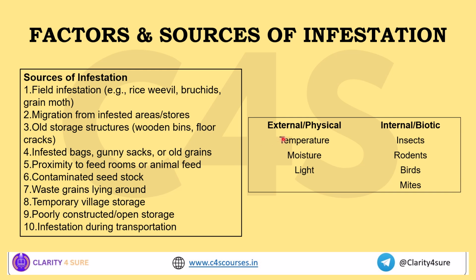Then, the factors responsible for this infestation can be classified into two types: first is external, or we can say physical causes, and second is internal, which are biotic causes. In the external, temperature, moisture, and light are the major factors for this infestation, whereas in the internal, insects, rodents, birds, and mites can be the factors of this infestation.